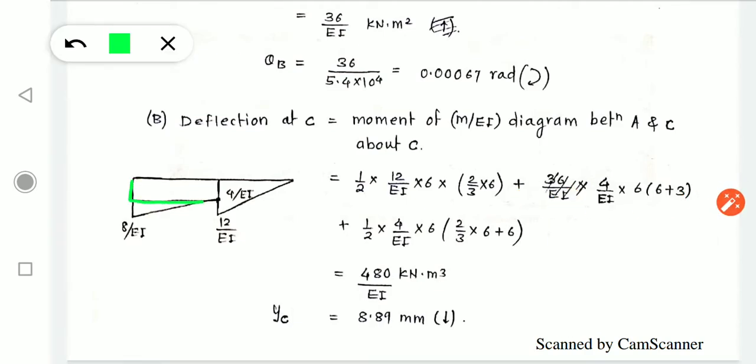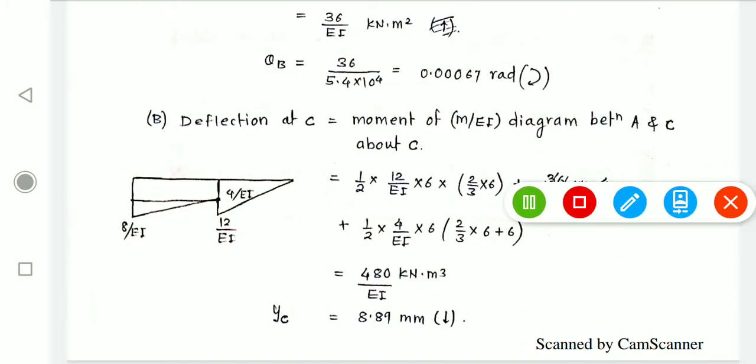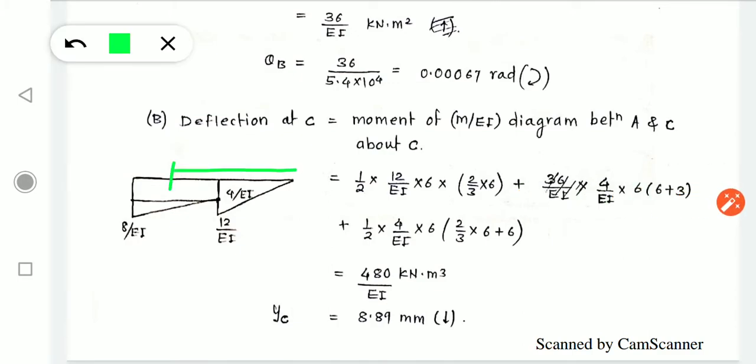Next will be your rectangle. The rectangle has a vertical depth of 4 EI. So 4 EI into the horizontal distance of 6 meter into the perpendicular distance. Perpendicular distance from this to C, because we are calculating up to C. So half of the 6, that is 3, and the next is 6. So 3 plus 6, or 6 plus 3.